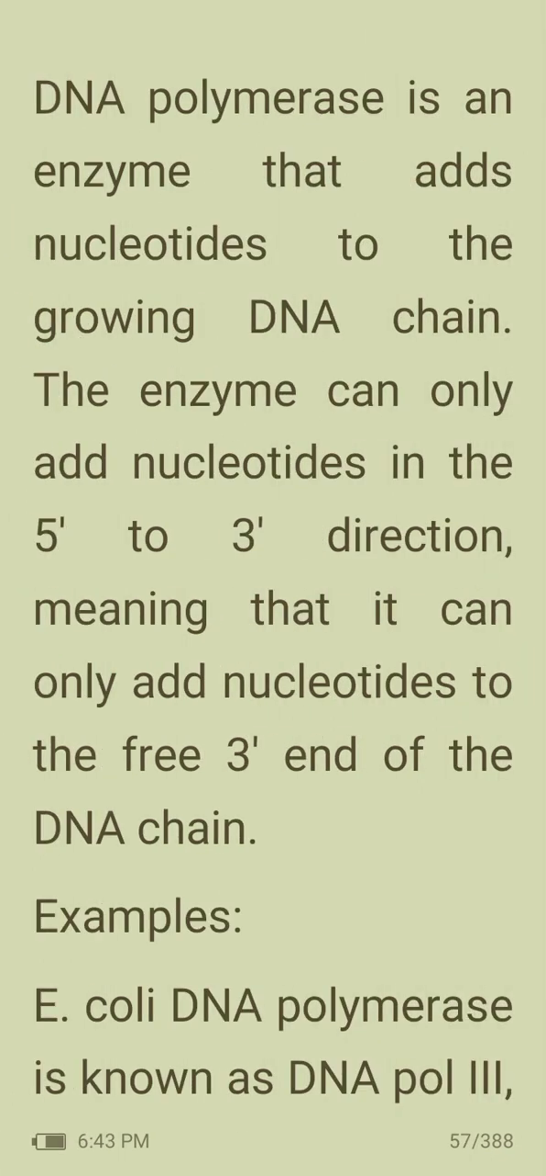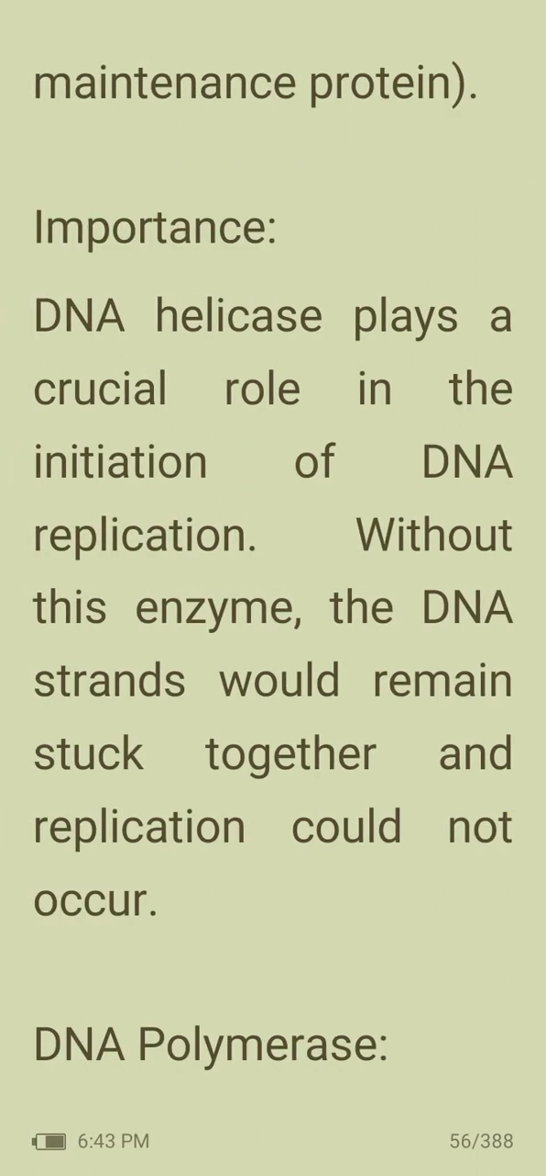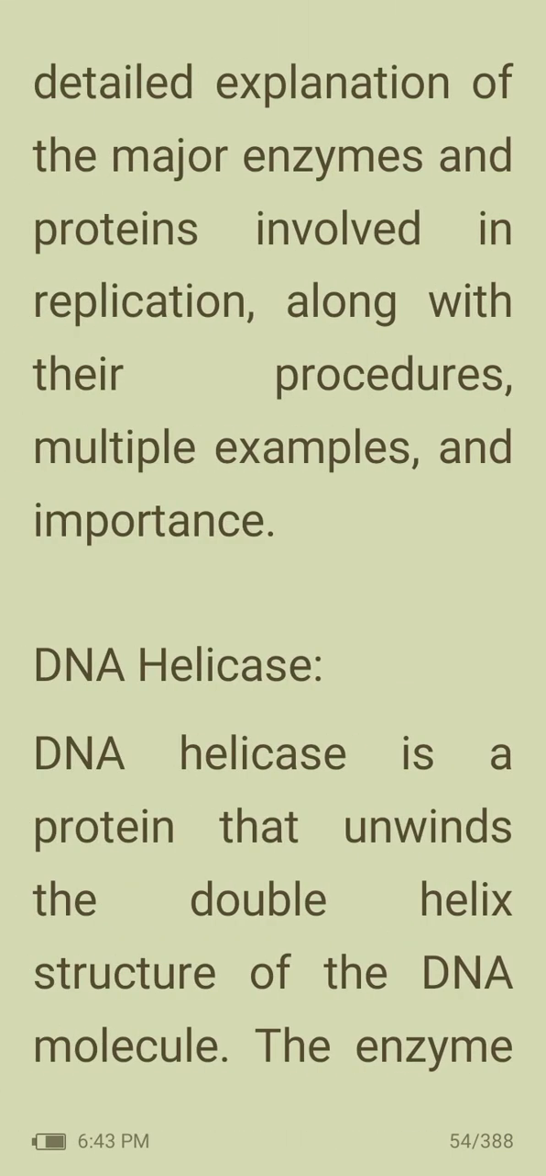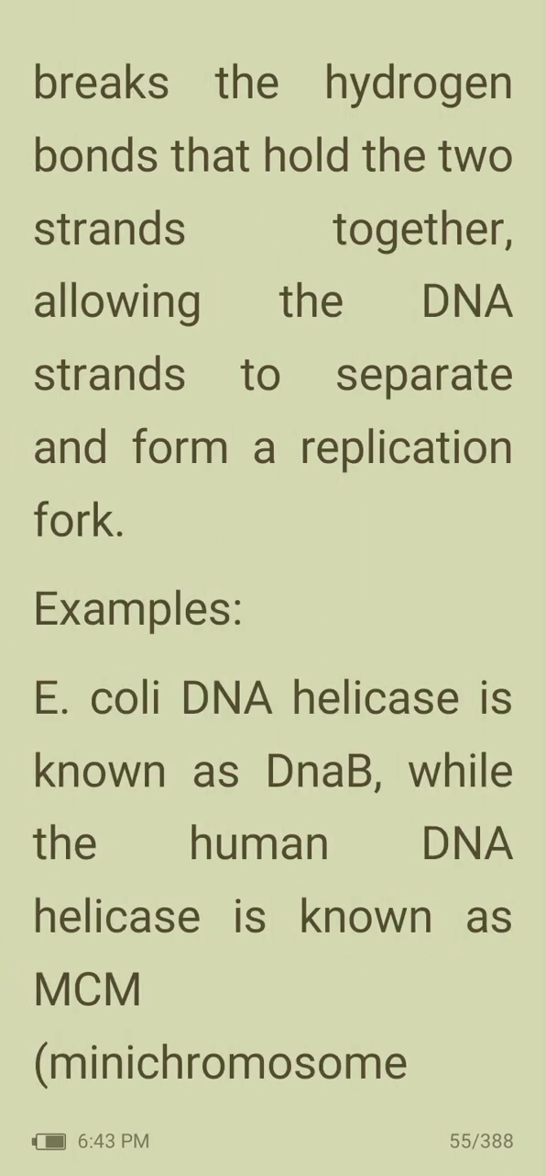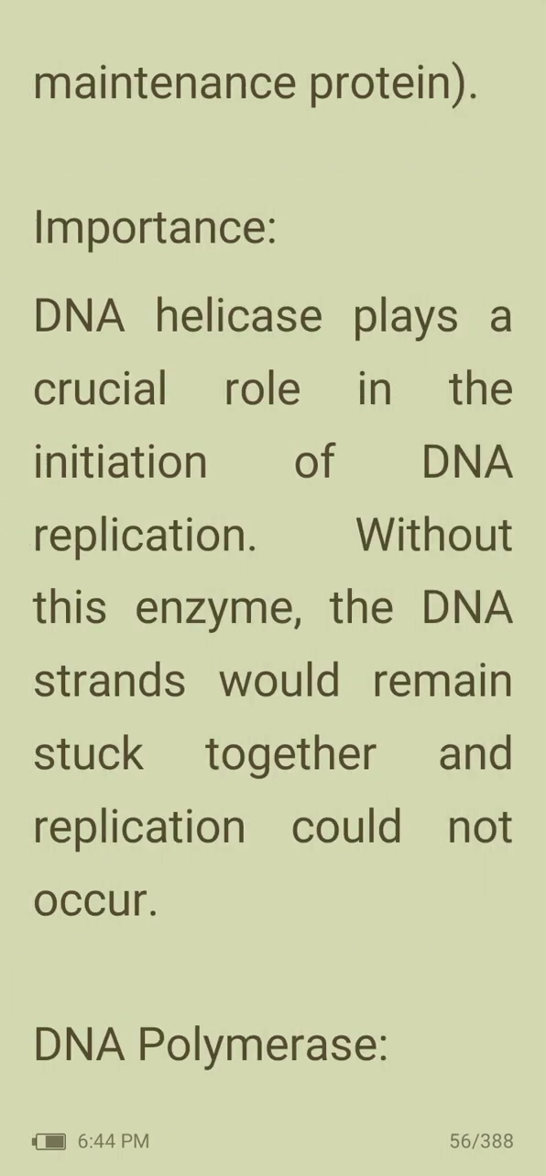Then DNA polymerase. DNA polymerase is an enzyme that adds nucleotides to the growing DNA chain. Earlier we learned about DNA helicase. DNA helicase is a protein that unwinds the double helix structure of the DNA molecule. The enzyme breaks the hydrogen bonds that hold the two strands together, allowing the DNA strands to separate and form a replication fork. E. coli DNA helicase is known as DnaB, while the human DNA helicase is known as MCM, mini chromosome maintenance protein. DNA helicase plays a crucial role in the initiation of DNA replication. Without this enzyme, the DNA strands would remain stuck together and replication could not occur.